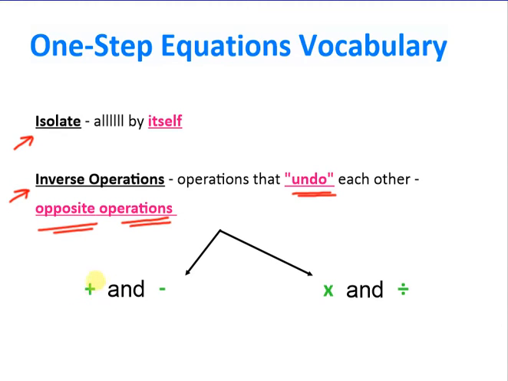So the opposite of addition is going to be subtraction. And then the opposite of multiplication is going to be division. And you're going to see how that comes into play here in just a minute. So again, inverse operations are opposite operations. They are operations that undo each other.